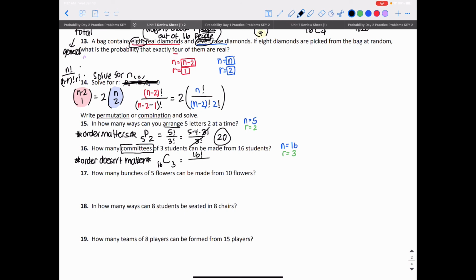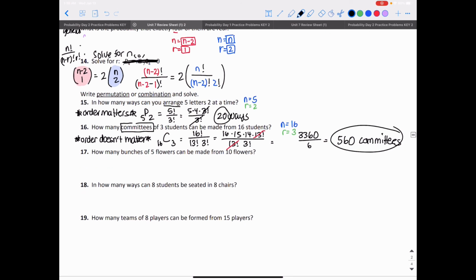16 factorial all over 16 minus 3, which is 13 factorial times 3 factorial. So that's 16 times 15 times 14 times 13 factorial, all over 13 factorial times 3 factorial. I'm going to cancel out the 13 factorial on the top and the bottom. And I'm going to do this in my calculator. And when I do that, I'm going to end up with 3,360 divided by 6, which is 560 committees. So 560 committees, this was 20 ways up here.